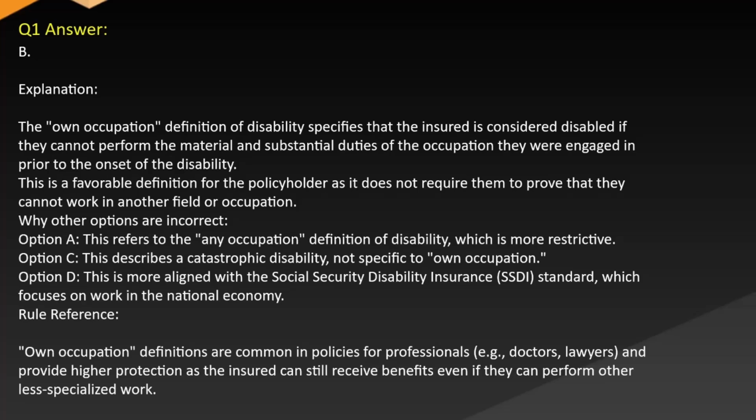Why other options are incorrect? Option A. This refers to the any occupation definition of disability, which is more restrictive. Option C. This describes a catastrophic disability, not specific to own occupation. Option D. This is more aligned with the Social Security Disability Insurance (SSDI) standard, which focuses on work in the national economy.